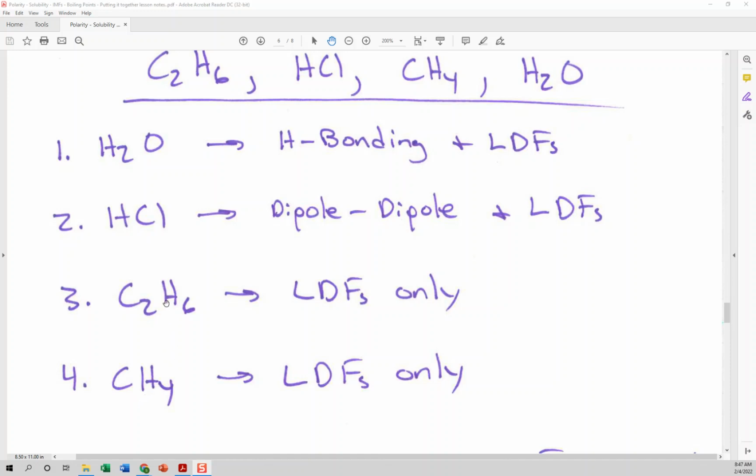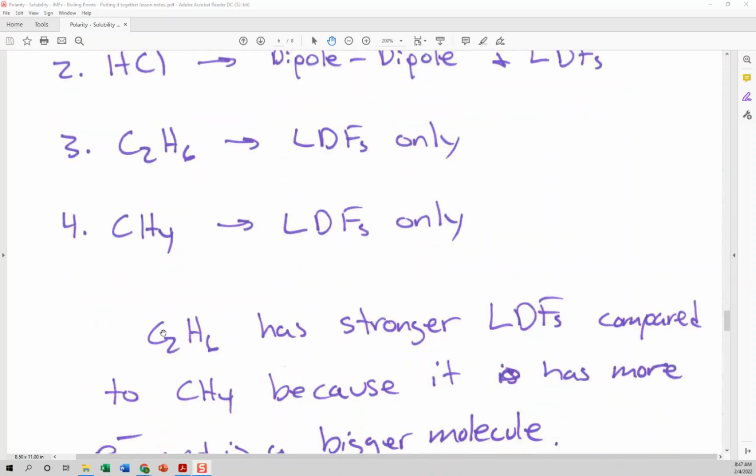Now, how do you distinguish between ethane and methane? Well, when you're only comparing London dispersion, remember it's about the total number of electrons in the molecule and also the size of the molecule. So ethane is just a bigger molecule with more electrons than methane. So we would expect the London dispersions in this molecule to be stronger than the London dispersions in that, okay?